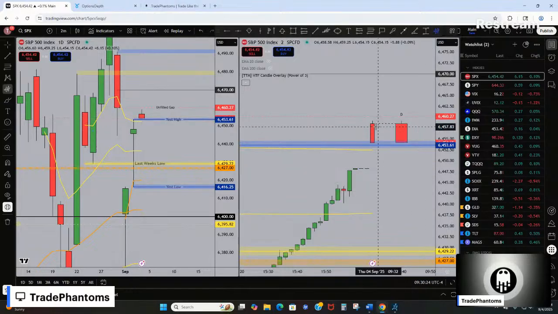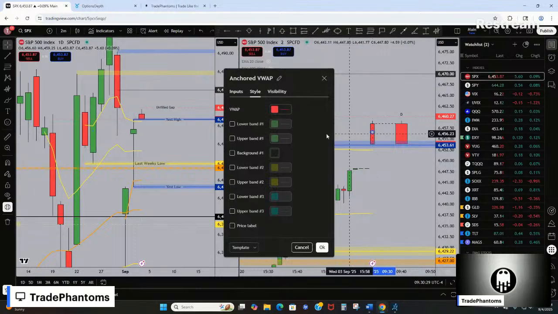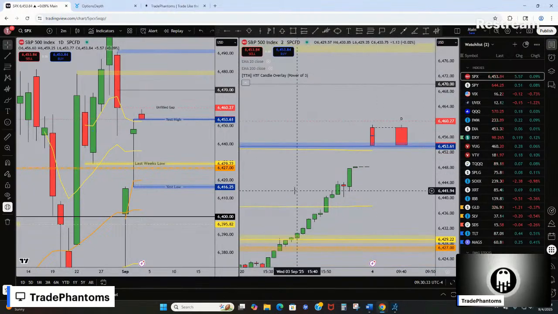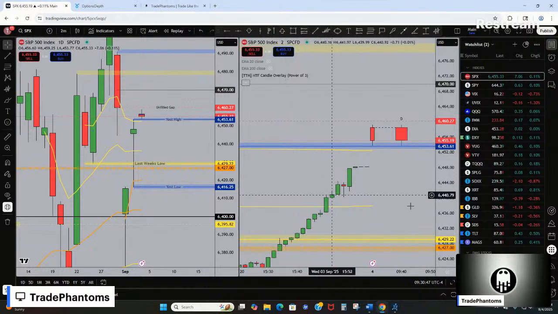So let me pull up the view. Let me get some internals. Switch this over. Amazon, massive gap up. Probably going to get faded. Meta, massive gap up too.